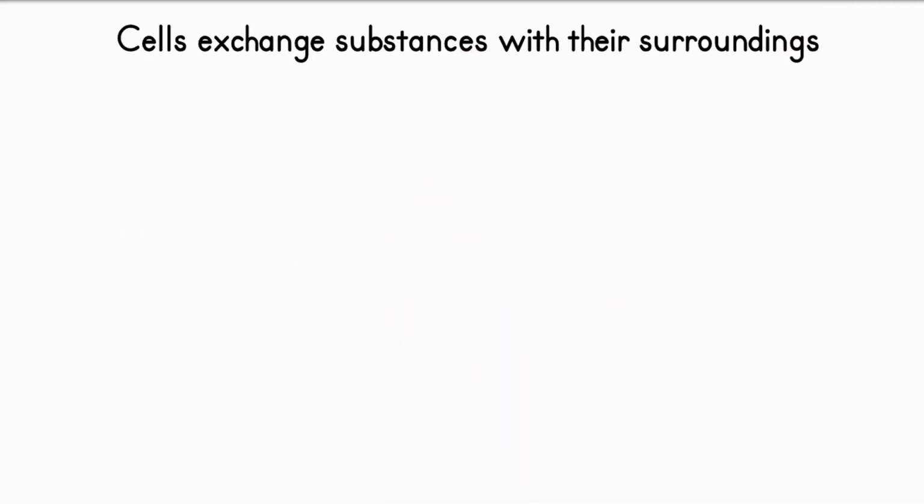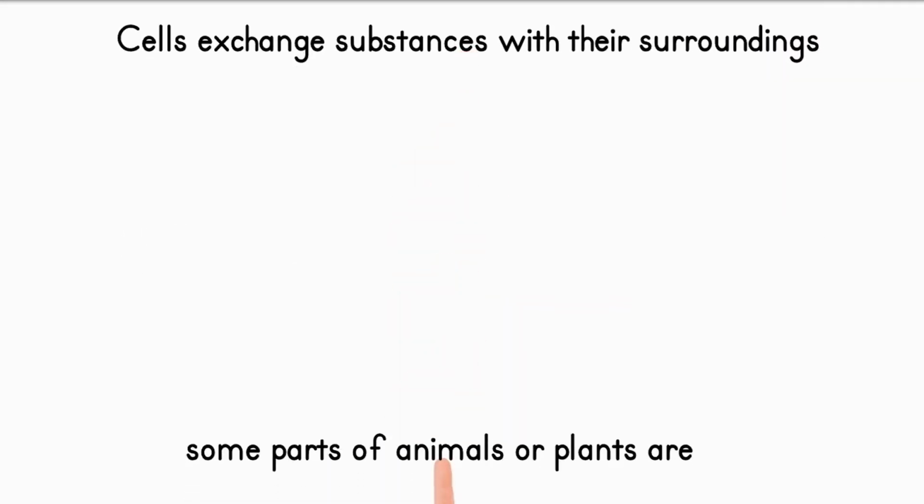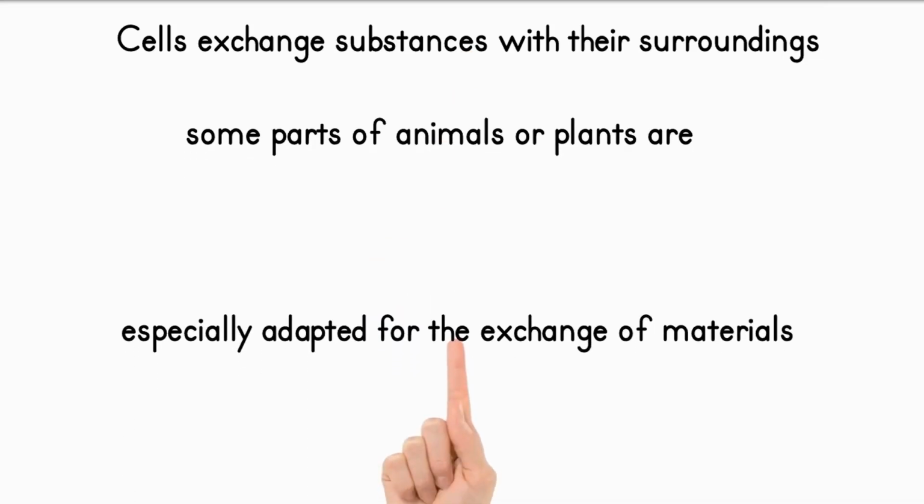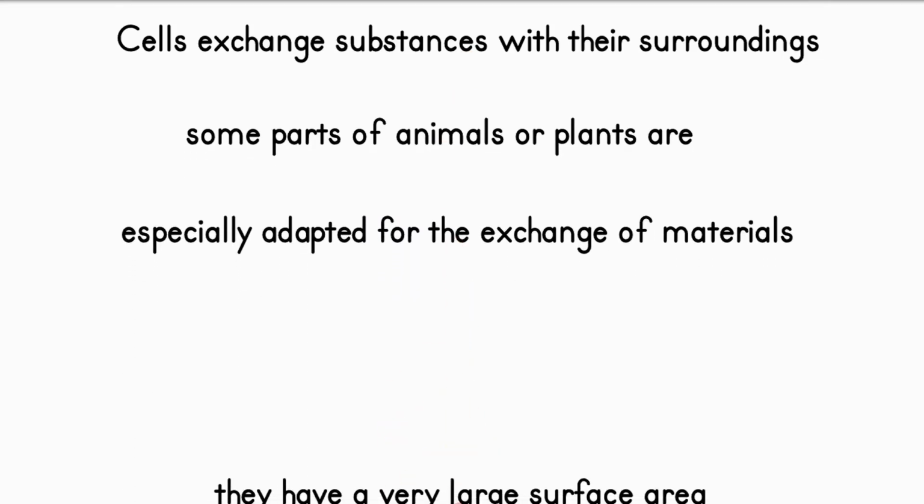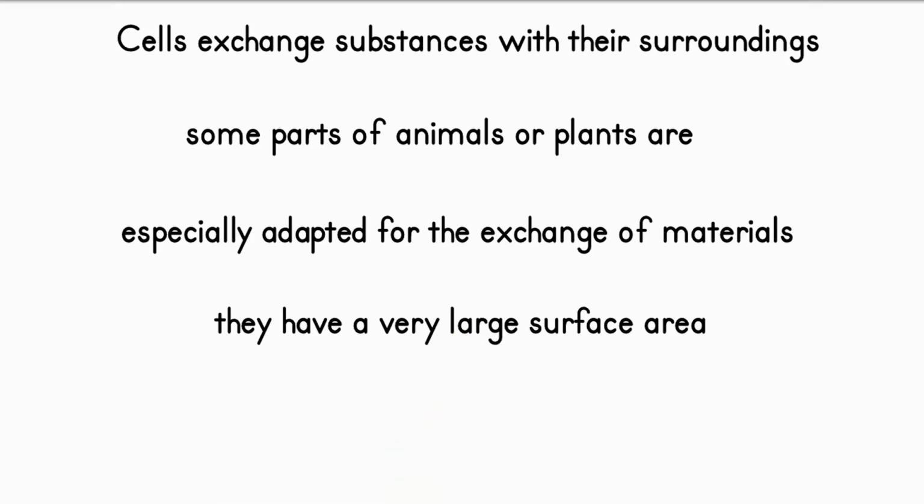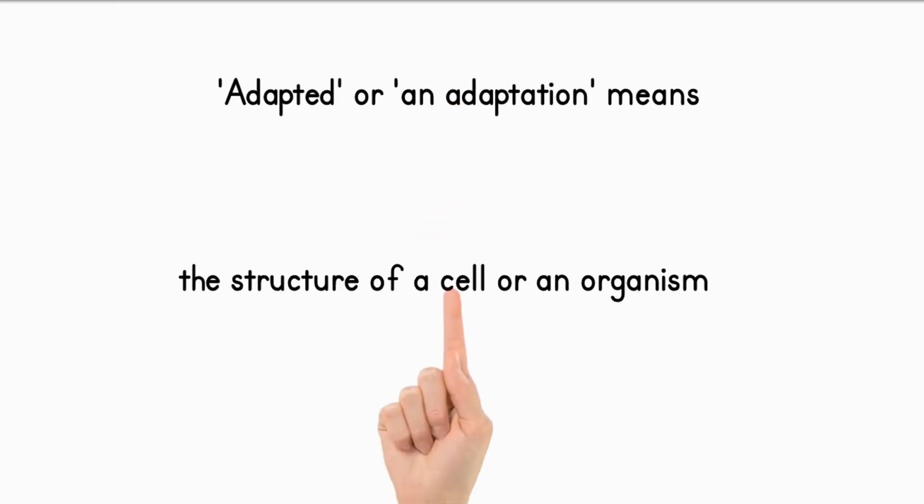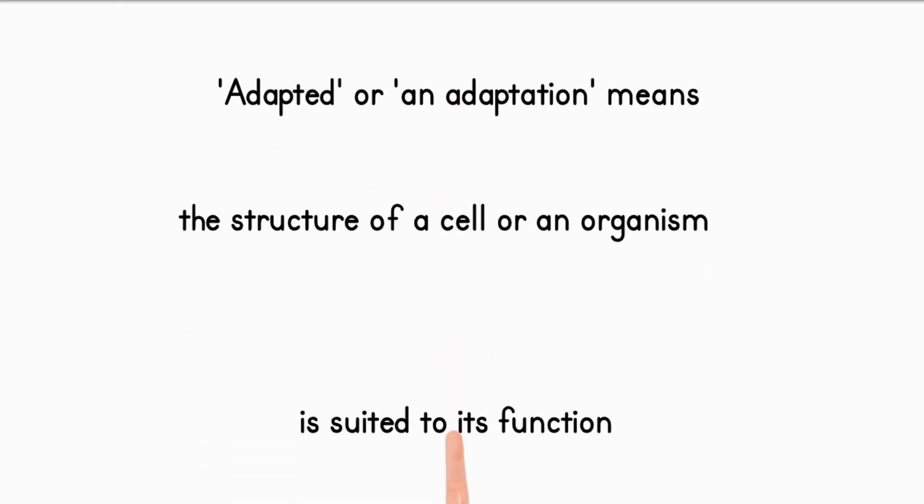All cells exchange substances with their surroundings, but some parts of animals or plants are specially adapted for the exchange of materials because they have a very large surface area in proportion to their volume. Adapted or an adaptation means that the structure of a cell or an organism is suited to its function.